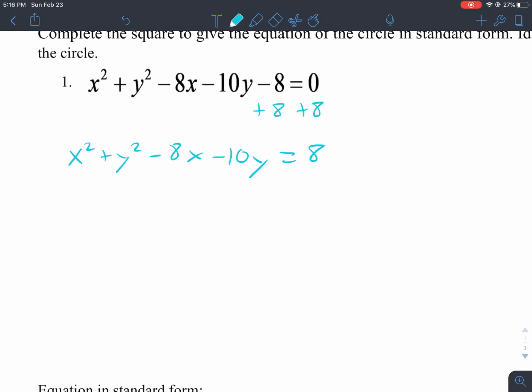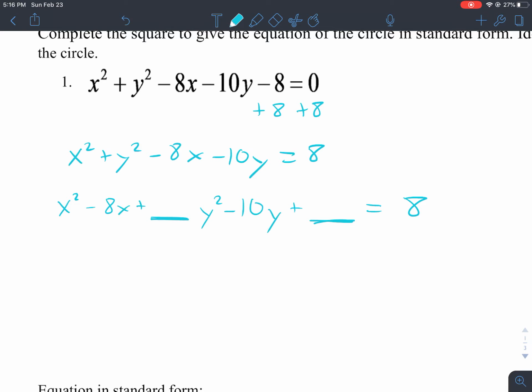Now, I want you to rewrite this so that your x terms are together and your y terms are together. And when you write it, we're going to leave a little space right here, and a little space right here.